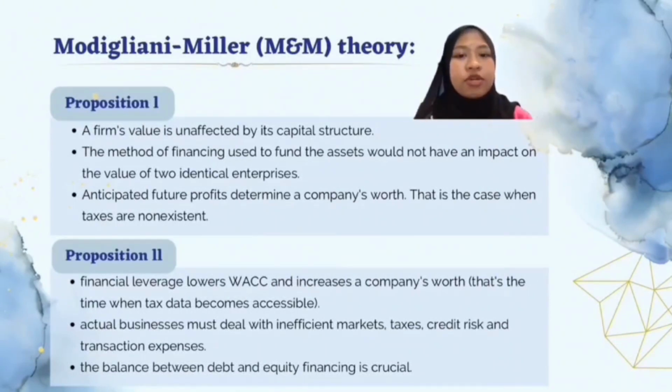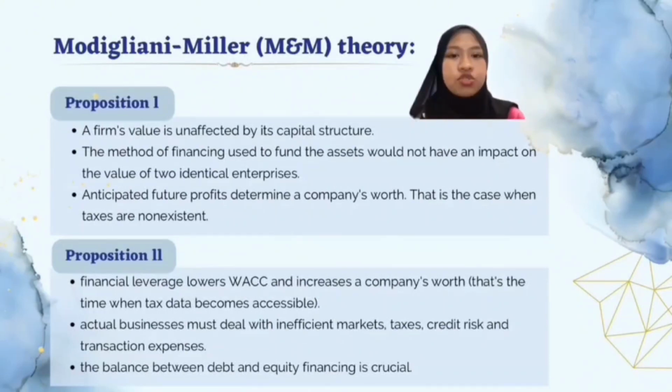The M&M theorem proposes two propositions, Proposition 1 and Proposition 2. Proposition 1 claims that a firm's value is unaffected by its capital structure. The method of financing used to fund the assets will not have an impact on the value of two identical enterprises. Anticipated future profits determine a company's worth. That is the case when taxes are non-existent.